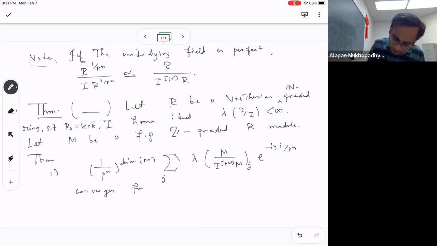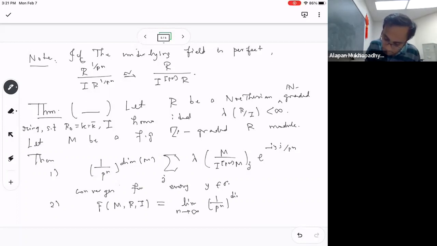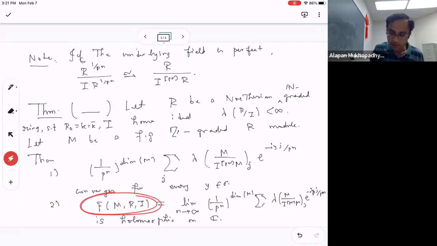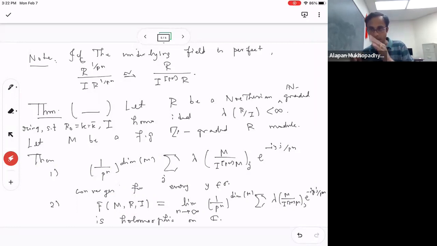for every complex number y. The second statement, the limiting function, which I denote by F_{M,R,I}, is holomorphic on the complex plane C. And I call this function F_{M,R,I} the Frobenius-Poincaré function of the triplet M, R, I. Okay, so I'll pause here, and if you have any questions about the definition, I'll take that.